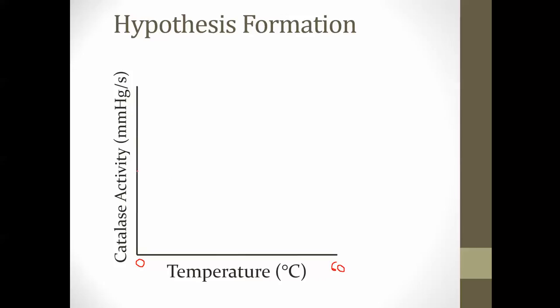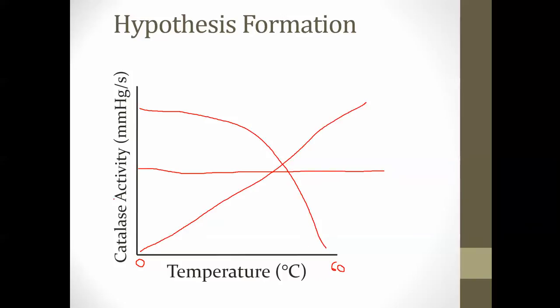So you may get no change, which would be a straight line. Maybe you think the reaction will start off fast and slow down. Maybe you think there will be a linear relationship in this direction. It's up to you. Whatever you think will happen, you will write your hypothesis and you will test it and investigate the relationship between catalase activity and the temperature of the reaction.